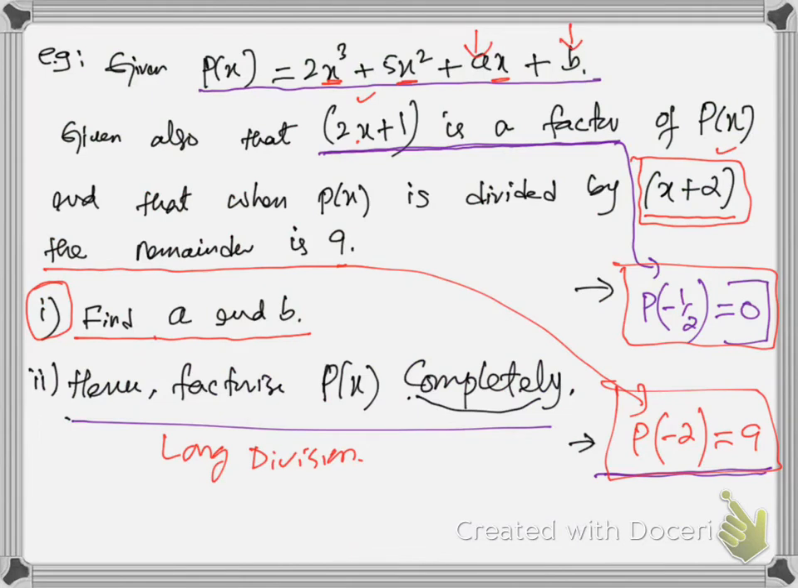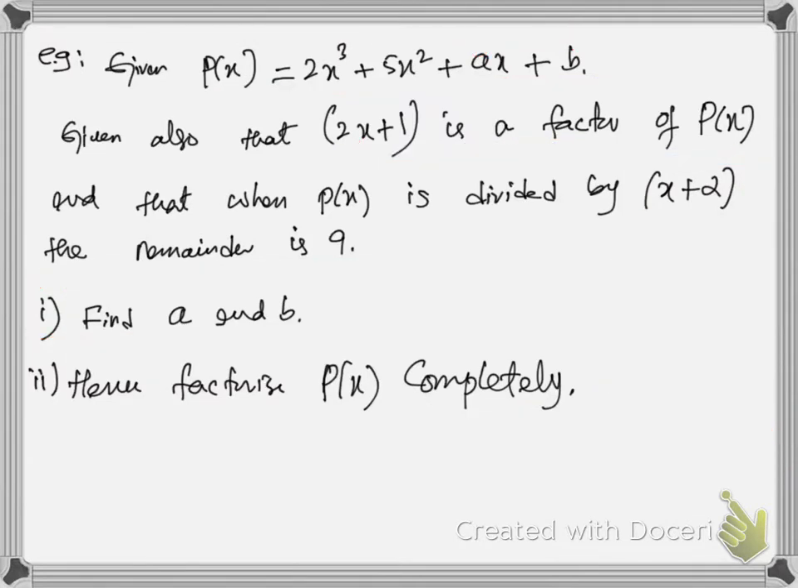This is an example of this type of question, type 4 question. Given this polynomial 2x cubed plus 5x squared plus ax plus b. This polynomial has two unknown constants a and b, and this polynomial has a factor 2x plus 1, and this polynomial leaves a remainder 9 when it is divided by x plus 2.